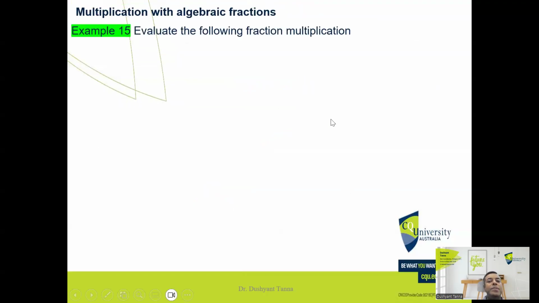Right. So multiplication with algebraic fractions, same thing. Cancel where you can. In this instance, nothing will cancel. Everything will remain the same, except a 2.